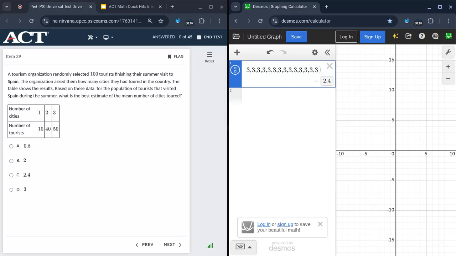Whew, okay, right? And so it gives it to us. Super annoying. I mean, really straightforward, but just tedious, right? We get our 2.4. So there we are, 2.4. And now we're ready to move on to the next question.